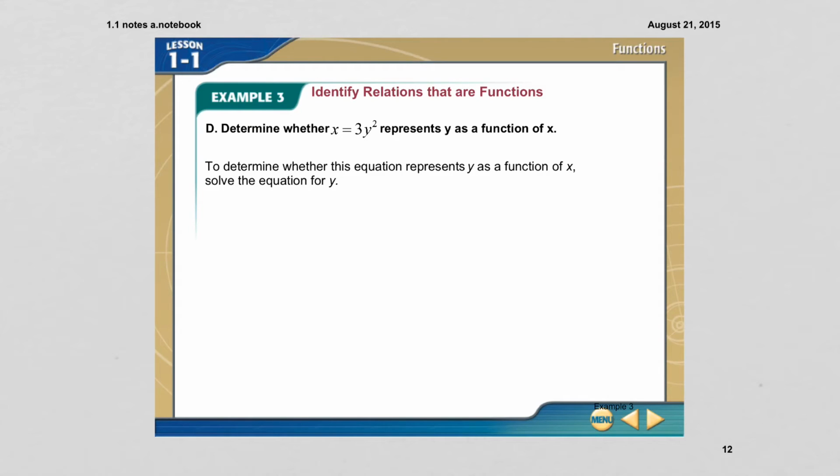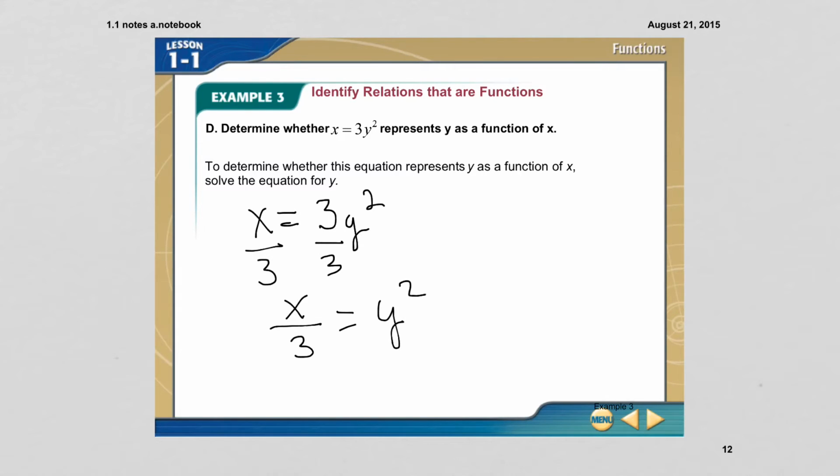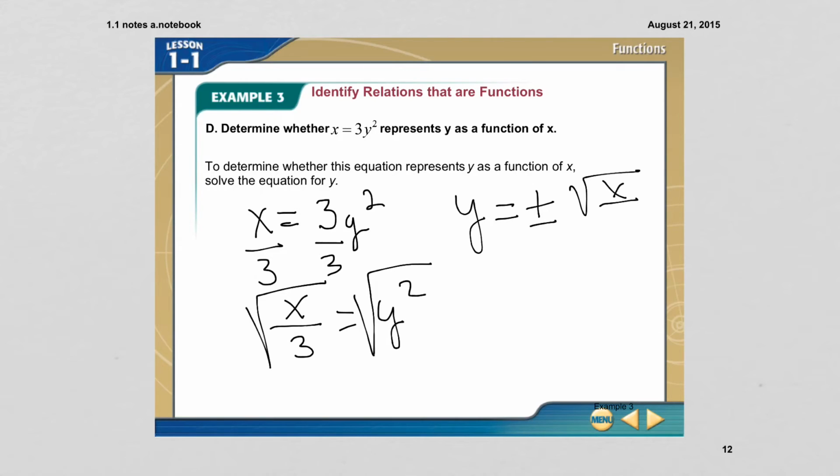To determine if a given relation is a function, we need to make sure that the equation is solved for y. So we take x equals 3y squared and solve for y. So we would divide by 3, and x over 3 equals y squared. Well, when I take the square root of each side, that gives me y equals plus or minus the square root of x over 3.